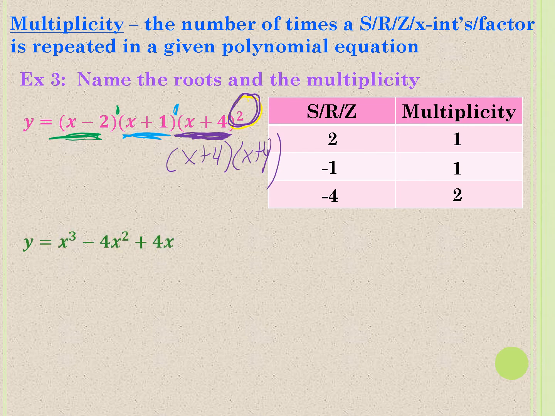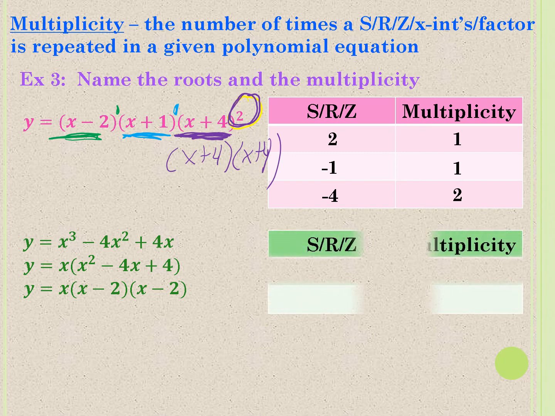Let's look at our next one. It's not in factored form. So to find the factored form, we have to factor it. First thing I see is that I can pull out an x, and then I factor that further to be x times x minus 2 times x minus 2. Okay, so my first zero, I have x equals 0 right here.